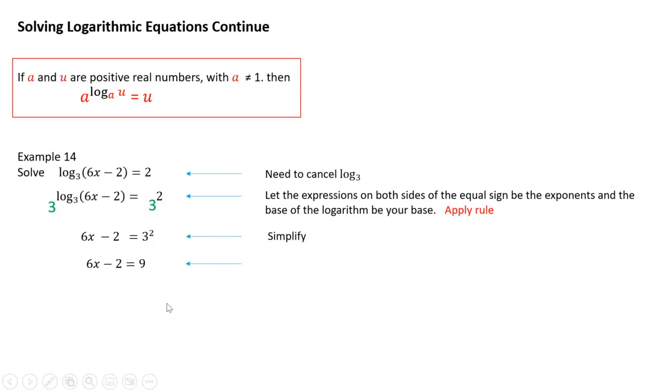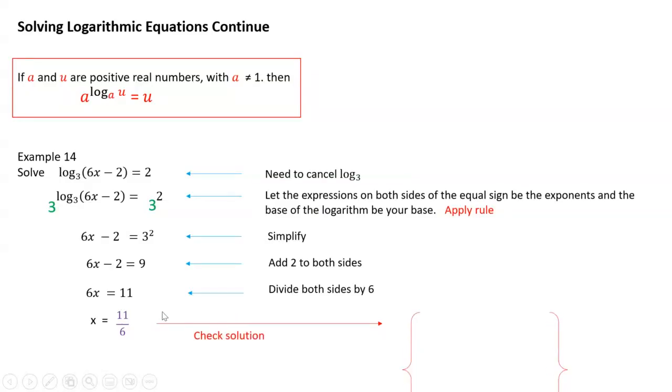Now we add 2 to both sides. So 6x equals 11. We divide both sides by 6. And we get x equals 11 over 6. And again, we can apply the rule, right? Again, we can check it. I'm sorry about that. We can check our work.